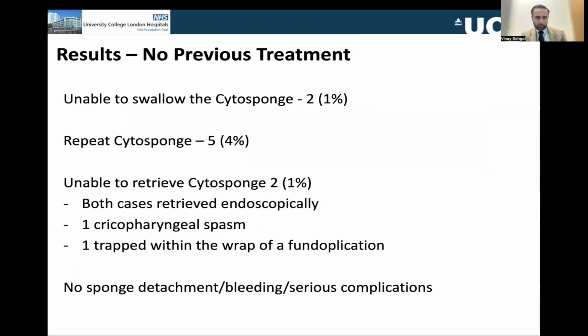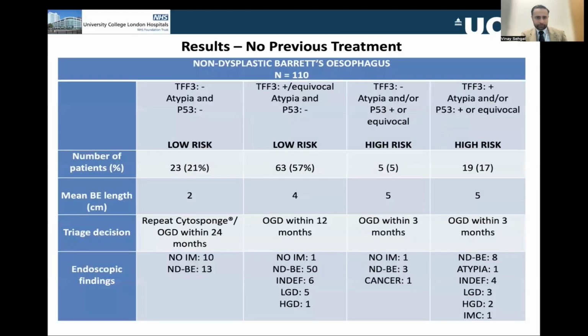If we look at the no previous treatment group first, we had 2 patients who were unable to swallow the Cytosponge. 5 patients required a repeat Cytosponge, and importantly, we were unable to retrieve the Cytosponge in 2 of these patients. Fortunately, both of these were retrieved endoscopically. One was due to a history of cricopharyngeal spasm, and the other was in a patient in whom the Cytosponge had become trapped within the wrap, and it then became part of our exclusion criteria moving forwards. Both of these were managed endoscopically on the same day, and importantly, there were no serious adverse events, including sponge detachment, bleeding, or any other serious complications.